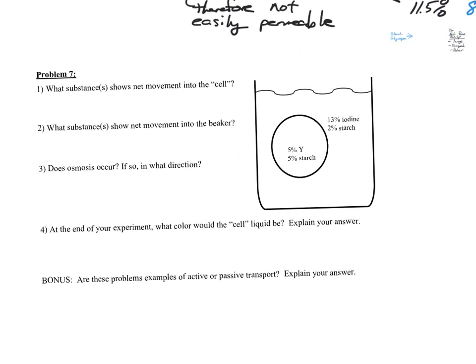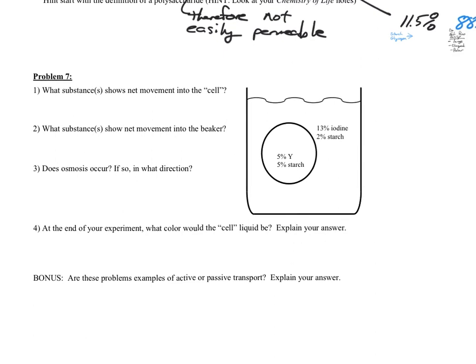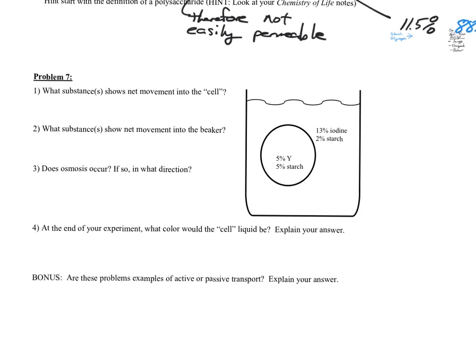Let's go on and look at number 7. What substance shows the net movement into the cell? Well, let's remember, does Y pass through the cell? No. The starch? No. The starch doesn't. What's the only one that's going to pass by? Iodine. Iodine is the only one that's going to pass by.